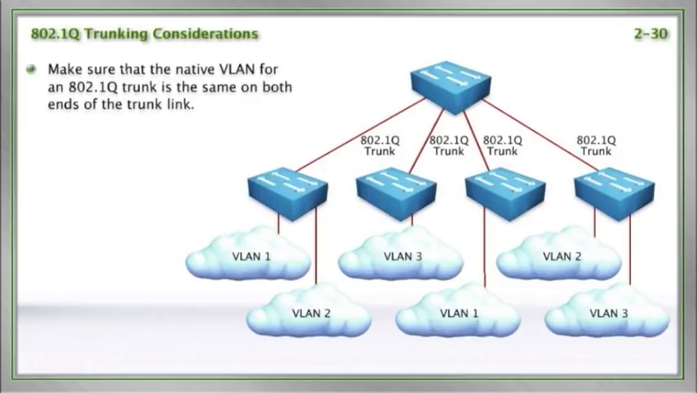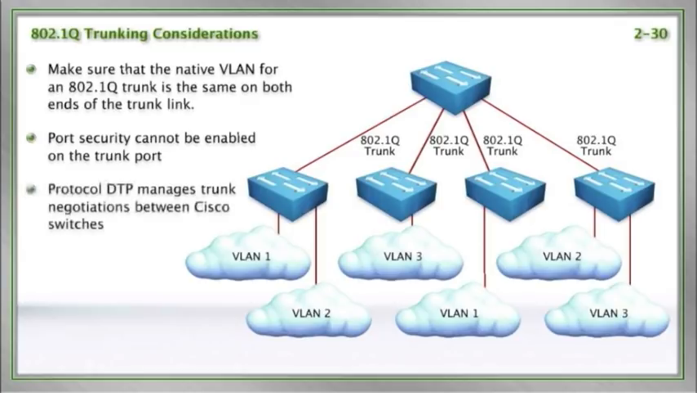Just keep in mind that if you change that for any reason, if you change the native VLAN on one end of the trunk, you better change it on the other end of the trunk. You can't do any of that fun port security that we saw in ICND1. And you're going to use dynamic trunk protocol in order to manage the negotiation of the trunk link between your switches. All right, let's go in and see how we would trunk between our switch 1 and our switch 2.